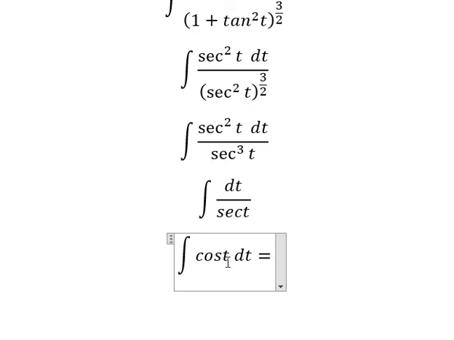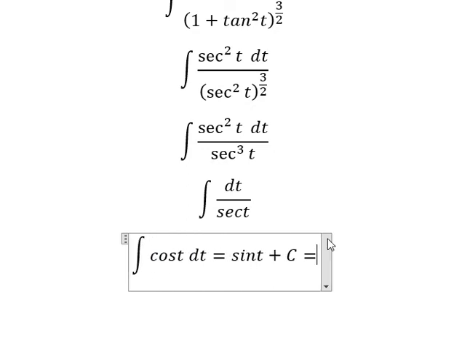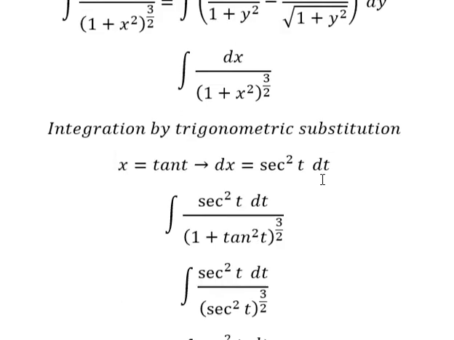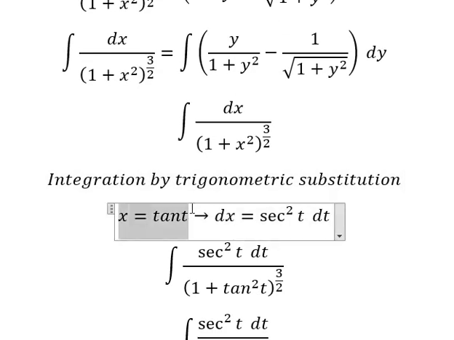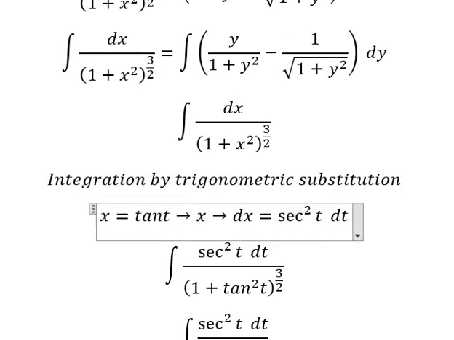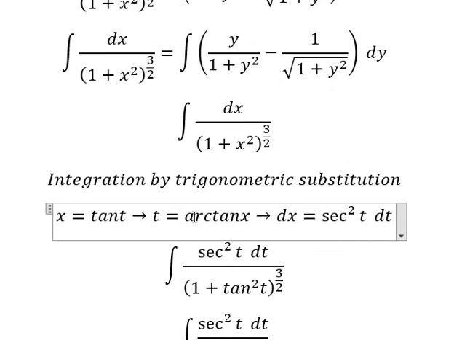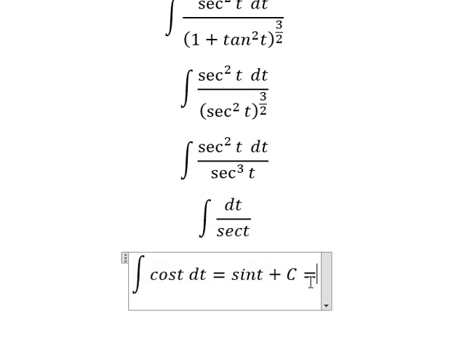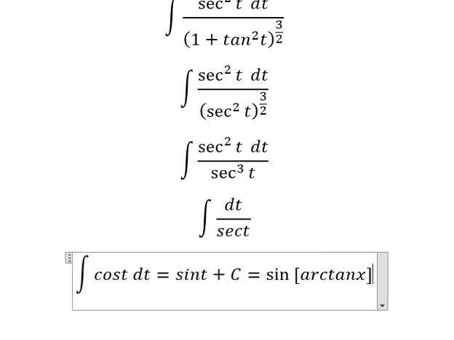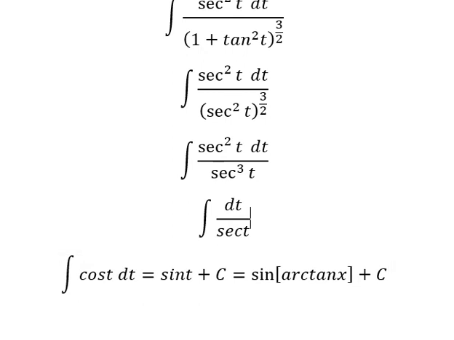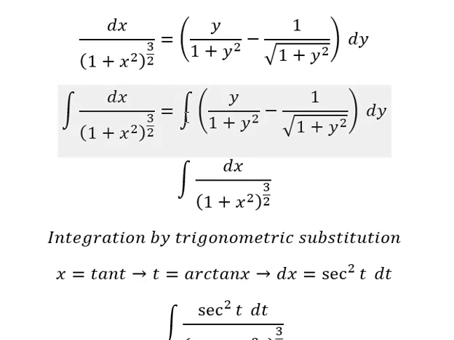The integration of this one, we have sine t plus c. About t, that is about this one. So we have t equal to arctan of s. So I will put this one to change for t. And we got the final answer. Now we go to the second one.